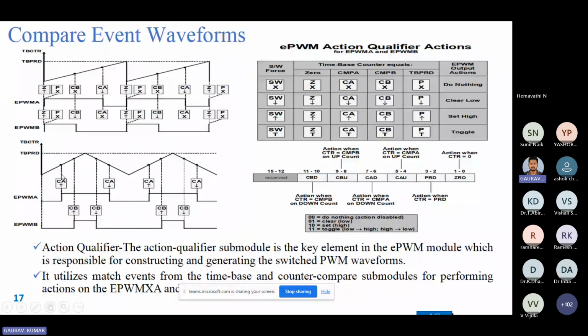When it is compare A while going up, we have to set. Then for compare B, do nothing. Then with compare A while down, we have to clear. Again, when compare A comes for the up, it will go up and down like that. Similarly for EPWMB. Moving to the next slide.